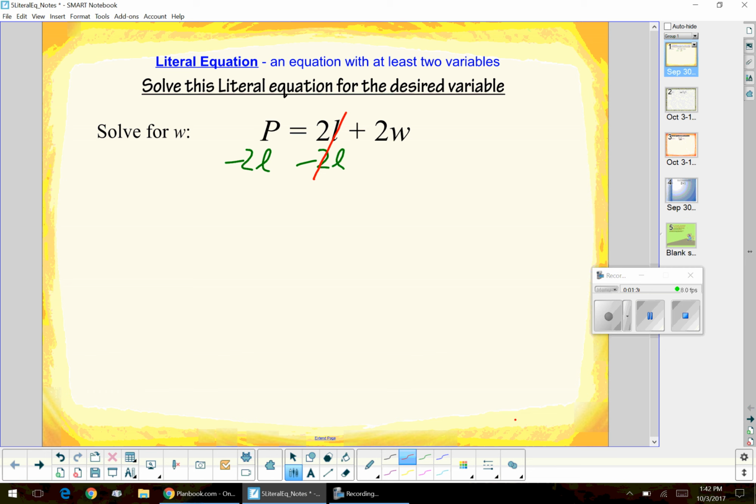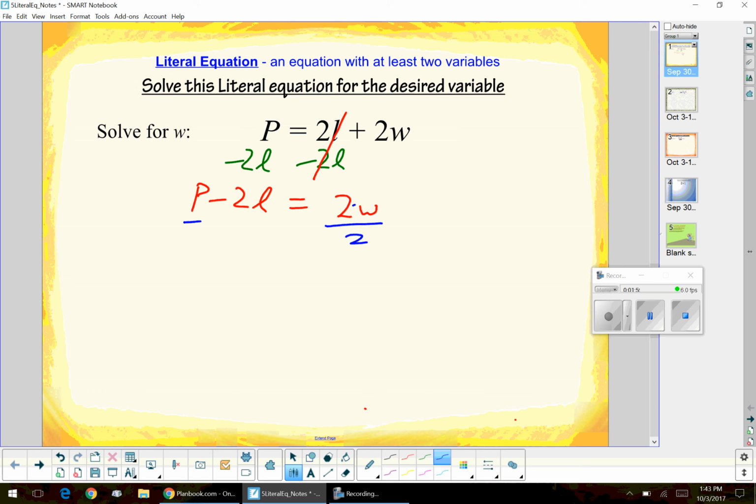I'm going to bring down my 2W, bring down my equals, and P minus 2L, they really don't combine at all. They're not like terms, so I can't subtract them. I just have to leave them as an expression. So I'm going to bring down P minus 2L. That is the equation as it currently stands. I'm getting there. I want W by itself. It's almost by itself, but I know anytime I see a number and a variable, there's multiplication hidden in there. Since it's being multiplied by 2, we are going to divide by 2.